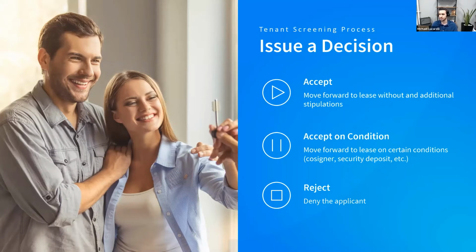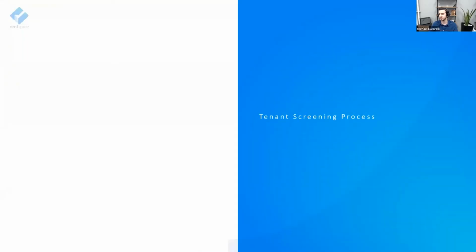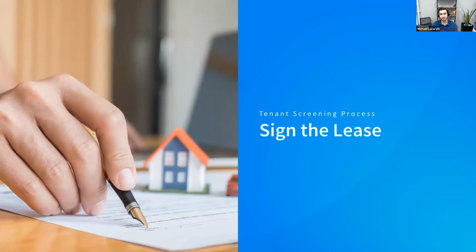So making sure that you're providing that information. And Rentspree can provide these forms and sample letters for you on the platform, making it really easy for you to issue decisions to applicants after you screen them on Rentspree. And so hopefully you've accepted someone and you can move forward and sign the lease.